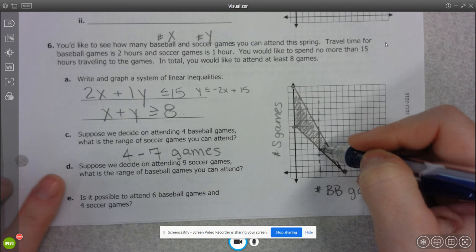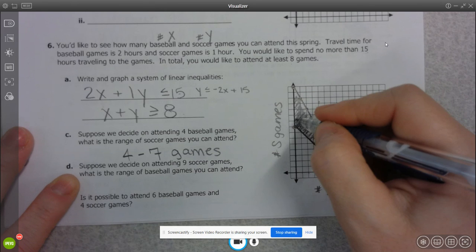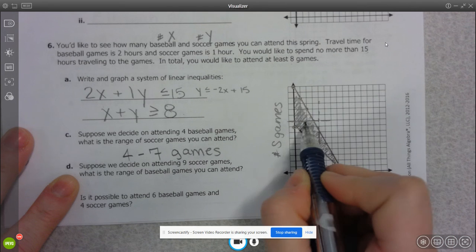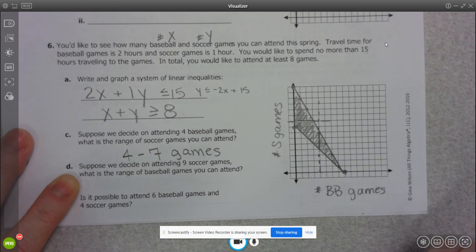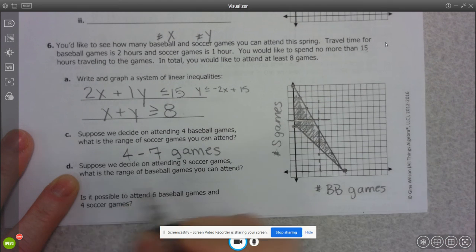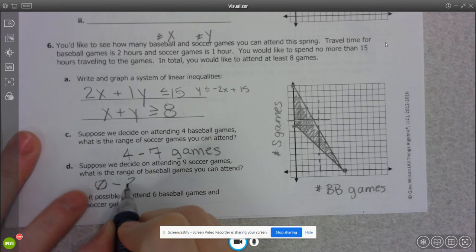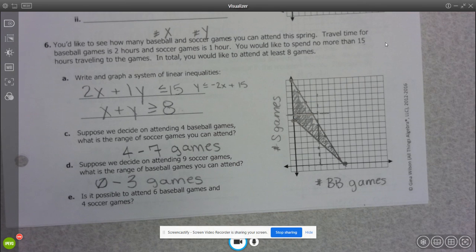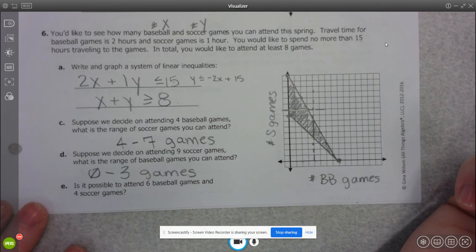So now we're going to do the opposite. If I go to 9 soccer games, so this was 8, right? So here's 9 soccer games. So now this space here is what we're looking at. What's the number of baseball games we could attend? Well, we could go from 0 to 1, 2, 3. Because that's this chunk in here that's shaded when I have a Y value of 9.